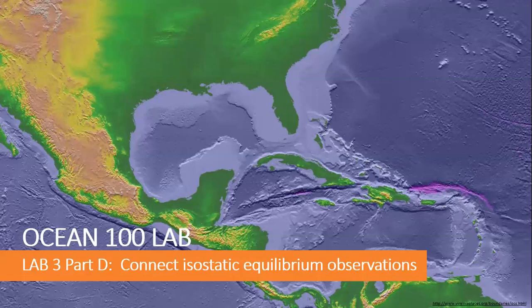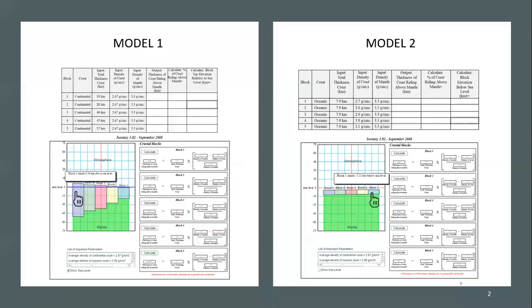Hello and welcome to Lab 3, Part D, Connect Isostatic Equilibrium Observations. In this section, you'll focus on the elevation of blocks created in Part C and connect these isostatic equilibrium observations with measured differences in crustal elevation.